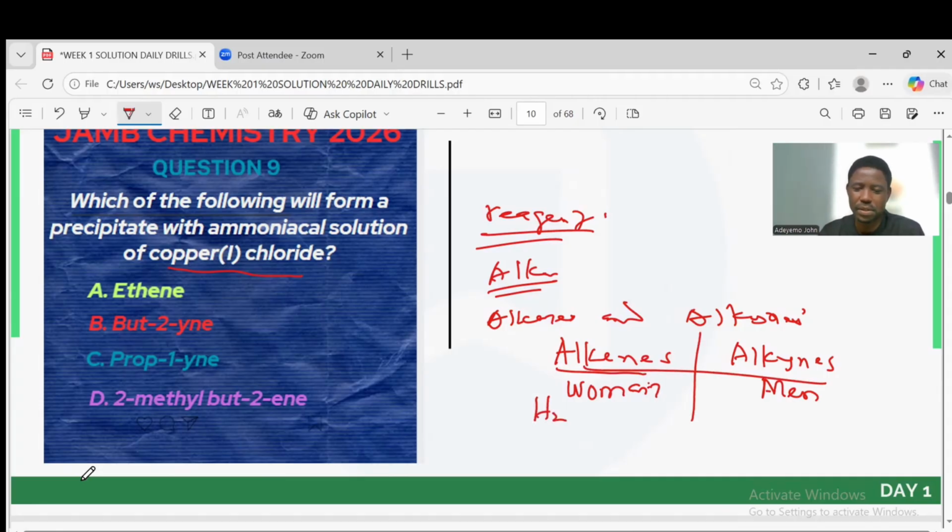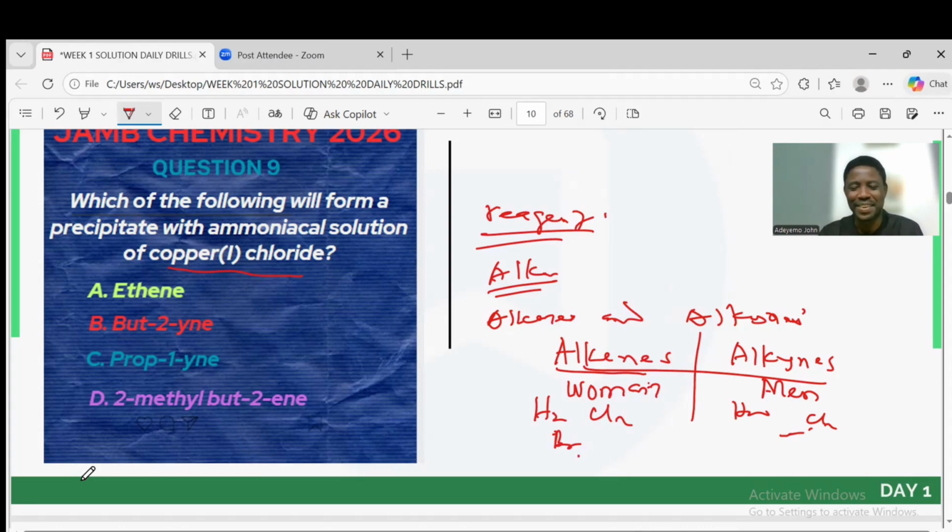Alkene will react with hydrogen. It will react with chlorine as well. It will do combustion again. It will decolorize bromine water. Alkynes will also do the same. Then comes this particular ammoniacal solution of copper 1 chloride.